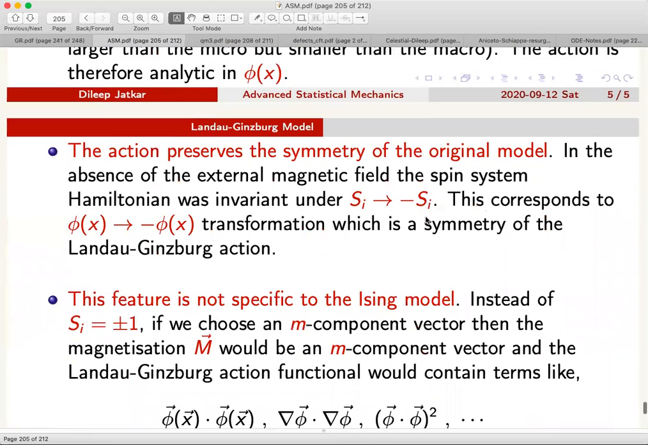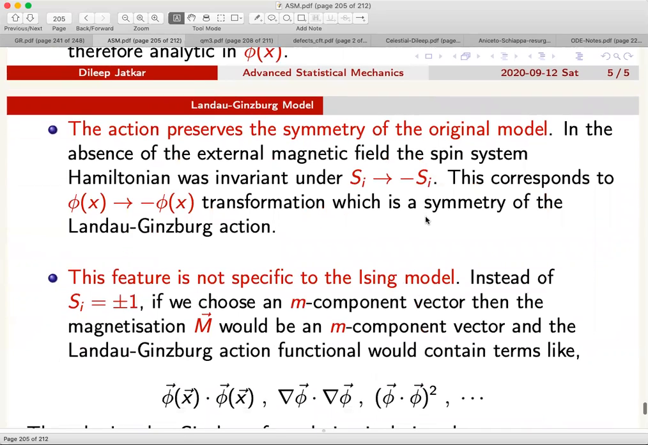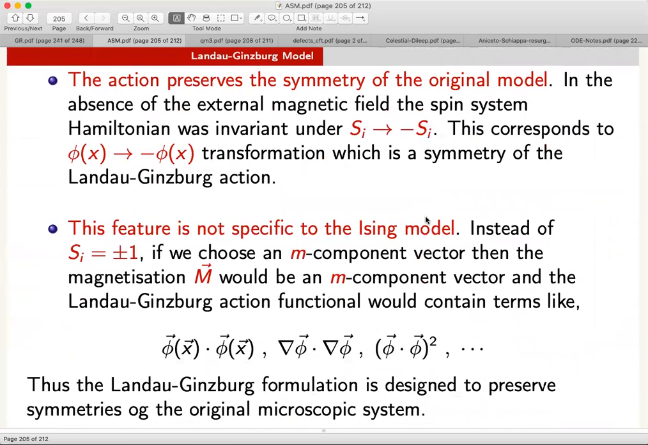The next important statement which comes from this Landau-Ginsburg setup is that this feature of preserving the symmetries of the lattice model is not specific to the Ising model, although we have kind of given a prescription of how you go from SIs to phis following the Landau-Ginsburg formulation only for the Ising model. The main point that Landau-Ginsburg would have made is that it is not only in the Ising model that you would be able to do something like this. If you consider a model which, instead of having spin taking only plus minus one value, has an m component vector, and spin can take m possible values.